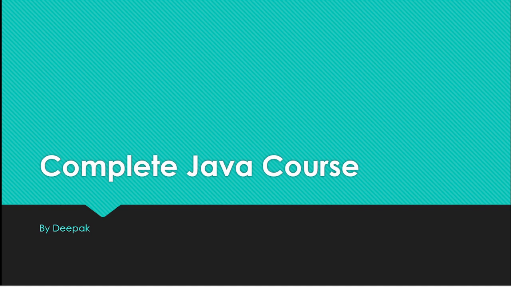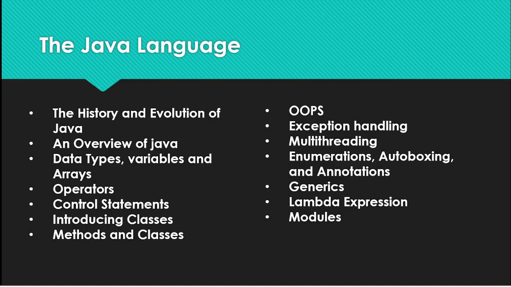Hello guys, as a part of this series, we will complete the core Java topics. On the playlist, we will be covering the history and the evolution of Java, then an overview of Java, data types, variables, arrays, operators, control statements, introducing classes, methods and classes, then OOPS concepts, exception handling, multi-threading, enums, autoboxing, annotations, generics, what generics are and their types, and lambda expressions. We will cover these as a part of this course.